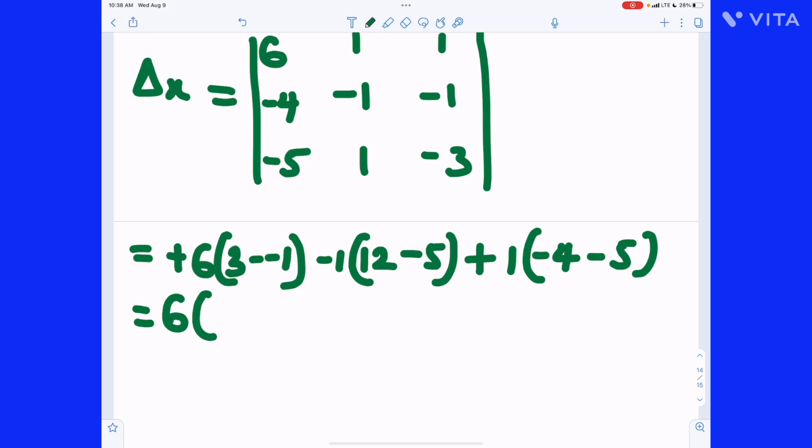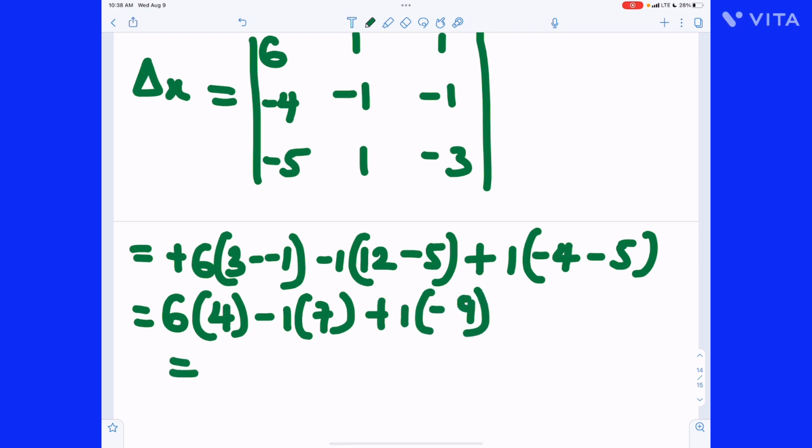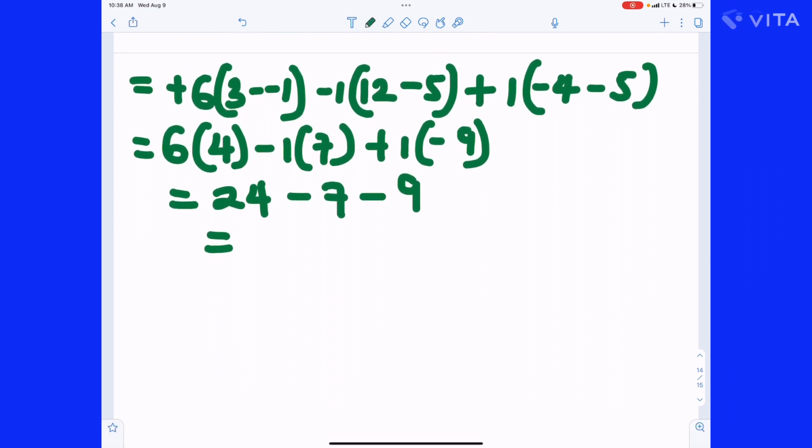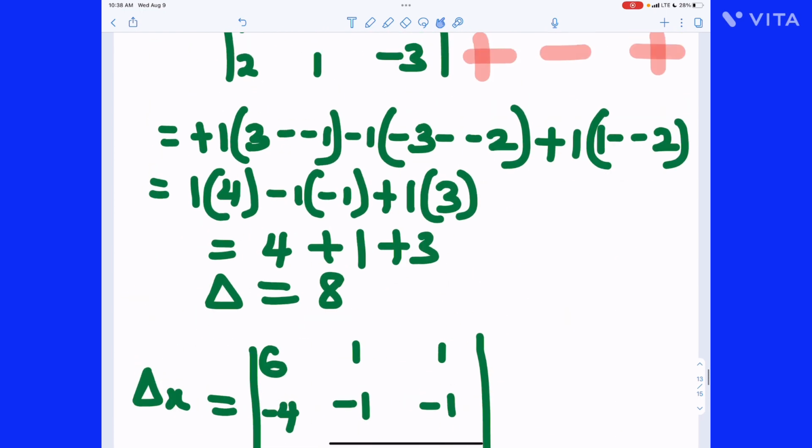That's 6 times 3 plus 1, 4. Minus 1 times 7 plus 1 times minus 9. That's going to give you 24 minus 7 minus 9. 24 minus 7 is 17. 17 minus 9 is what? 8. So that gives you delta x as 8. Take note.